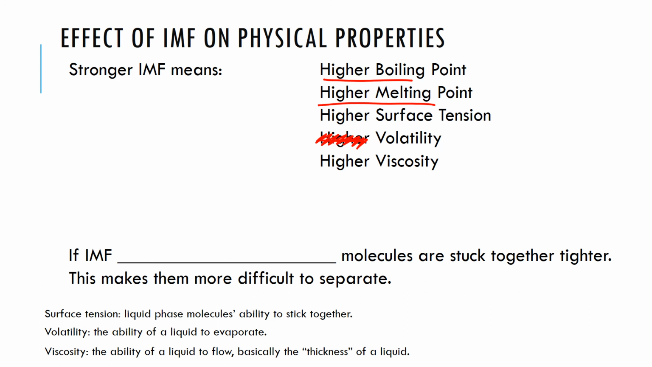Now, stronger intermolecular forces also mean a higher surface tension. If you don't know what that means, the definition is right down here. Now, it says higher volatility. What I meant to say down here is lower volatility. Now, volatility is the ability of a liquid to evaporate. So if the boiling point is high, that means the volatility is lower. And they'll also have higher viscosity. And viscosity is essentially just the thickness of a liquid. So weaker intermolecular forces, just things with dispersion forces, tend to have low boiling points, low melting points, low surface tension, high volatility, and low viscosity.